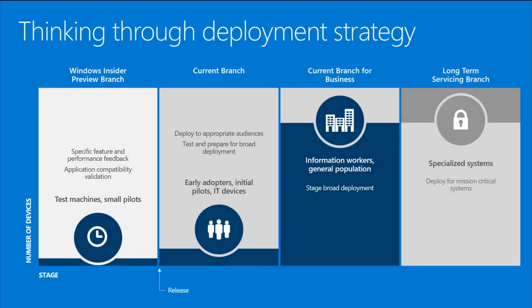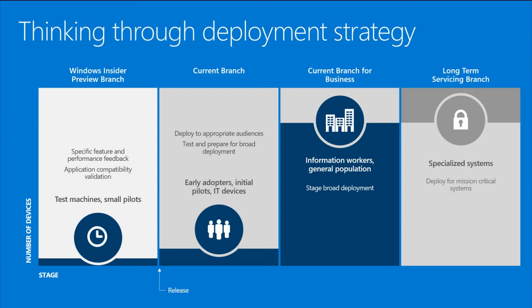So just talking a bit through a deployment strategy, there's the Insider Preview branch with specific feature and performance feedback, test machines, small pilot. Then there's Current Branch, great for IT departments, early adopters. Current Branch for Business is after you've done that internal validation against those technical users or those select users in your organization.